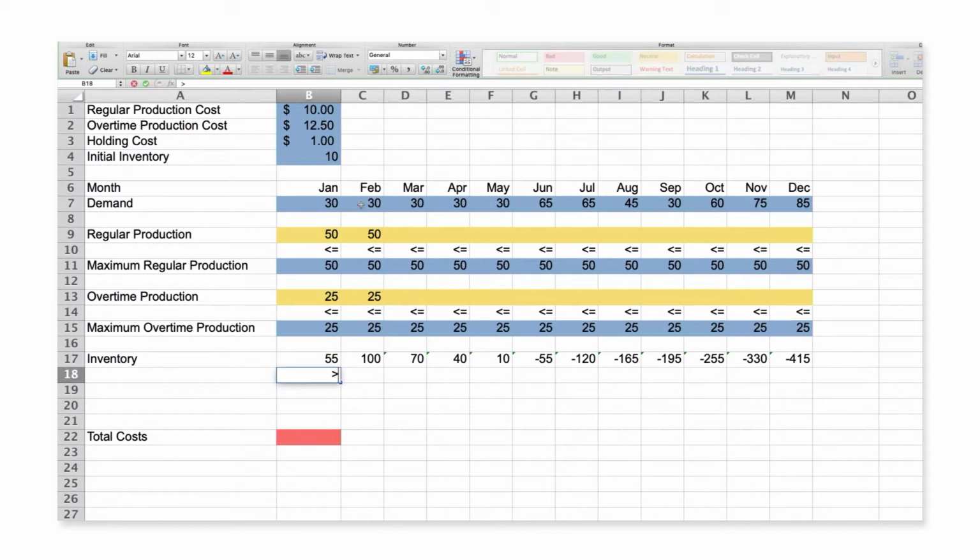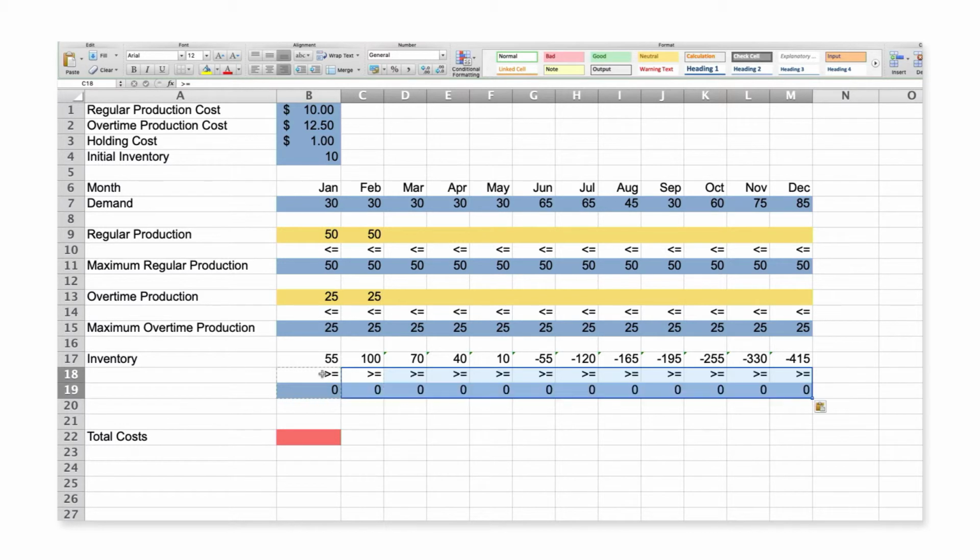So I mentioned that you have to manually put in the bigger than or equal to 0. So let's do that. Let's put in these formulas that all of these are bigger than or equal to 0. So we have here that all of the inventories are non-negative.